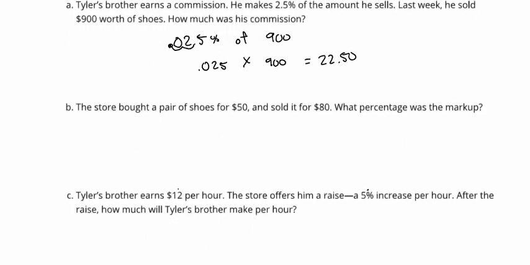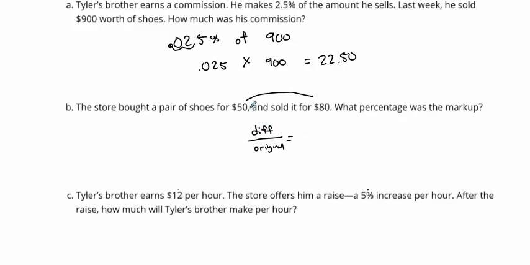Question B. The store bought a pair of shoes for $50 and sold it for $80. What percentage was the markup? So this is very similar to percent error, except it's called percent change. What was the percent change? So we want to know the difference between 50 and 80 divided by the original amount. That'll give us the fraction that we can make into a decimal, which we can make into a percent.